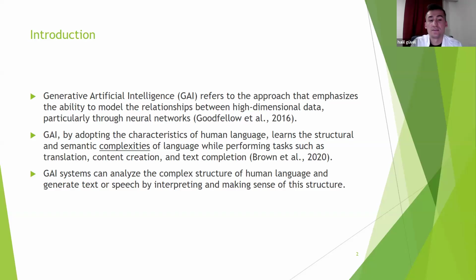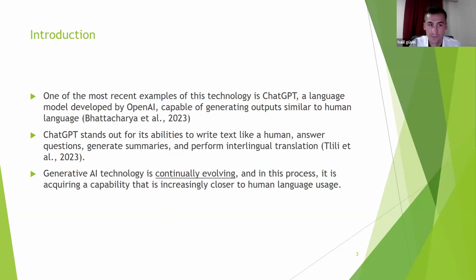GAI systems can analyze the complex structure of human language and generate text and speech by interpreting and making sense of this structure. One of the most recent examples of this technology is ChatGPT, a language model developed by OpenAI. This is a very new technology, capable of generating output similar to human language. ChatGPT stands out for its abilities to write text like a human, answer questions, generate summaries, and perform interlingual translation.